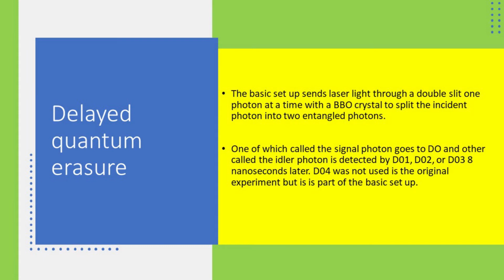BBO crystal to split the incident photon into two entangled photons. One of which is called the signal photon, goes to detector 0, and the other, called the idler photon, is detected by detector 1, 2, or 3, 8 nanoseconds later. In the actual experiment, detector 4 was not used, but it is part of the basic setup.